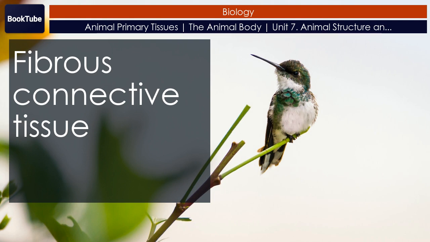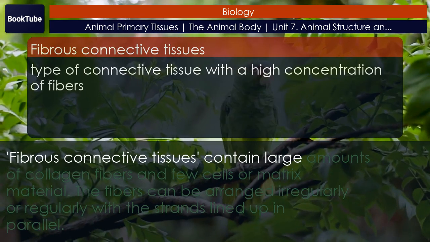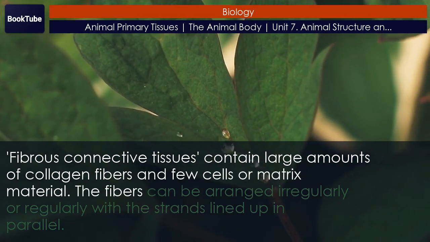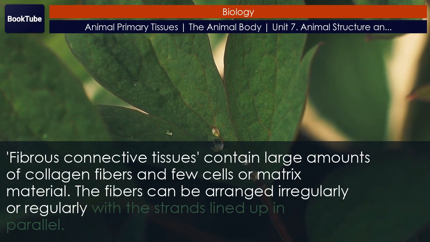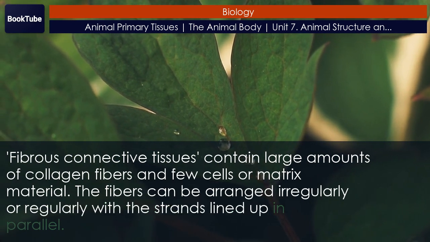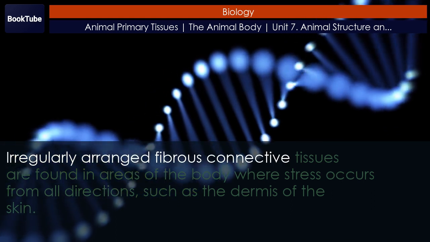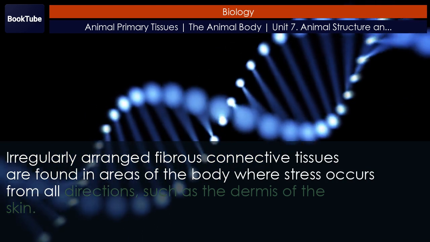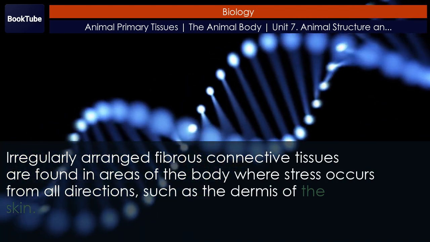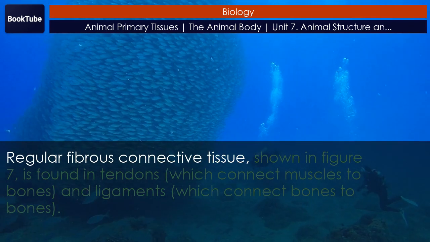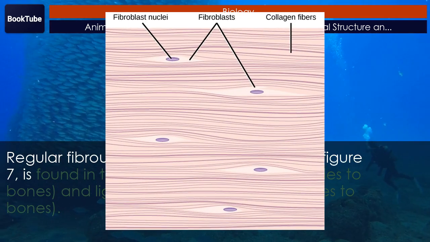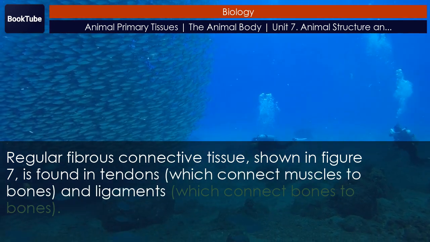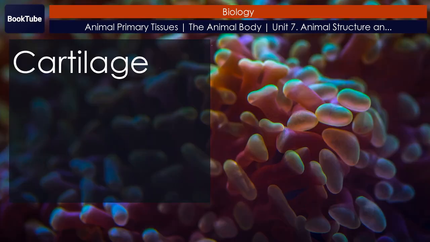Fibrous connective tissue. Fibrous connective tissues contain large amounts of collagen fibers and few cells or matrix material. The fibers can be arranged irregularly or regularly with the strands lined up in parallel. Irregularly arranged fibrous connective tissues are found in areas of the body where stress occurs from all directions, such as the dermis of the skin. Regular fibrous connective tissue, shown in Figure 7, is found in tendons, which connect muscles to bones, and ligaments, which connect bones to bones.